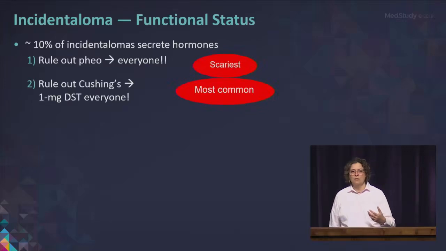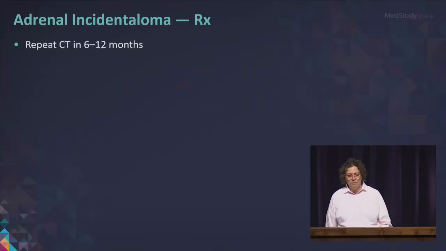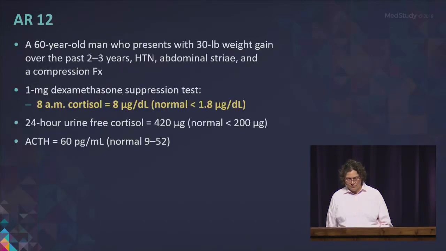And if the initial evaluation is negative, they get screened for cortisol excess for the next 3 or 4 years. You want to consider testing for aldosterone excess in the context of diagnosed hypertension or hypokalemia. If you find that it's non-functional, you want to repeat the imaging once to make sure it's not growing. That's generally 6 to 12 months after. You're going to repeat hormonal testing for a few years for cortisol excess. And again, they'll get surgery if it's large, increasing in size, or if it's functional. Remember, if it's making aldosterone, you'll have the option of surgery versus medical management.